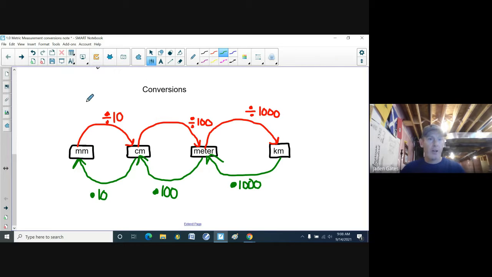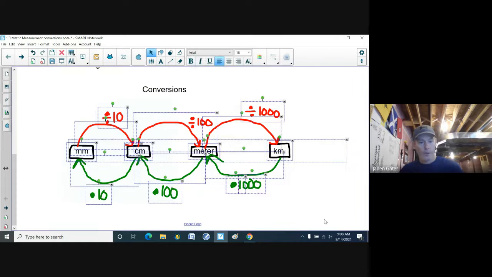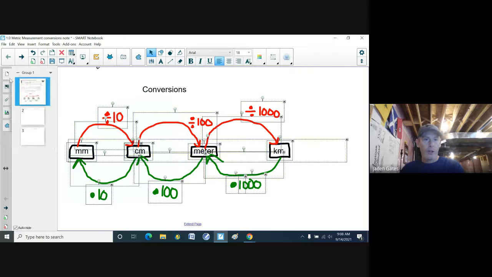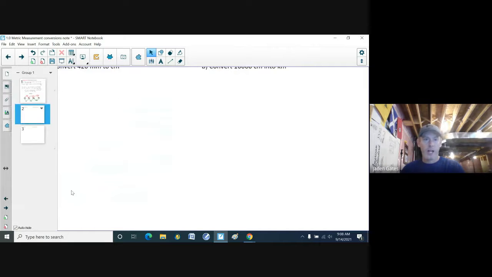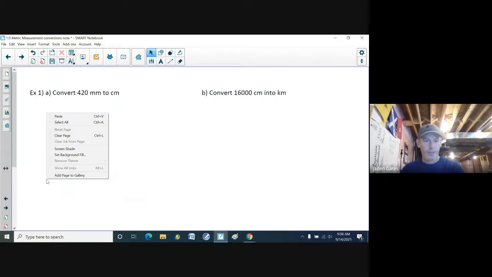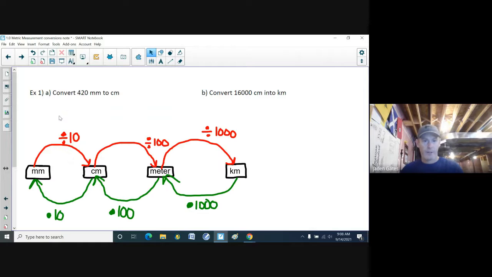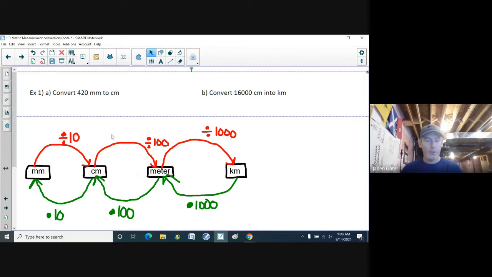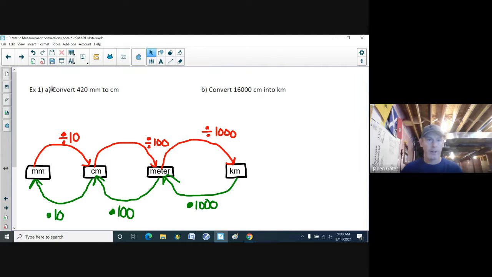All right, now let's see here if I can copy this. Because now we're going to look at some conversions. All right, so let's see what happens here. Hey, it worked out. All right, so I'm going to move that all down. Probably not, eh? All right.